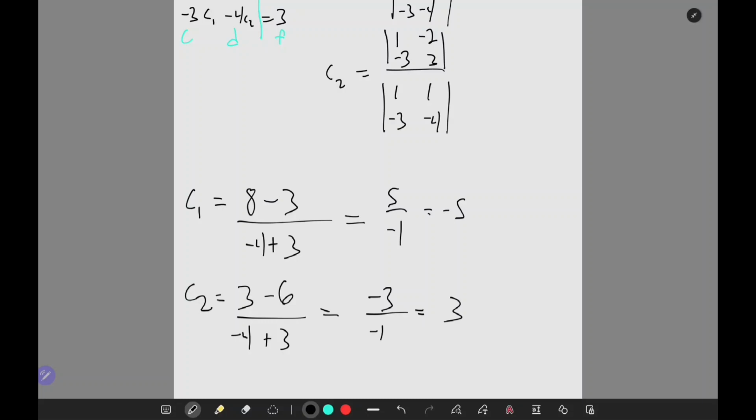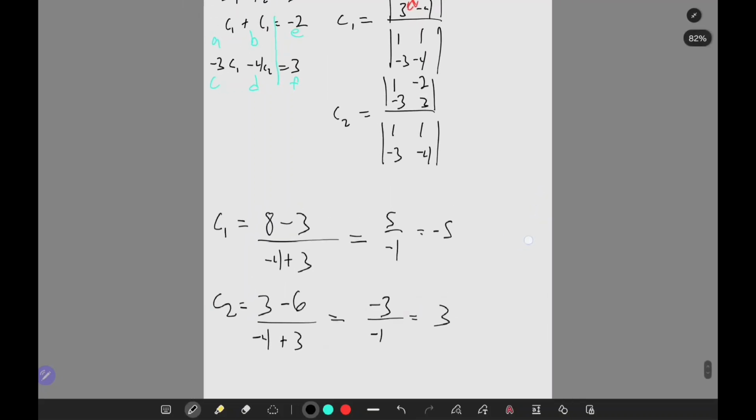I seem to have my signs backwards here, unless my professor did it wrong. Yeah, I think my professor might have done it wrong. Because in my notes here, the signs are backwards, but yeah, he must have done his determinants backwards, I think. Alright, anyways, now we have our C1 and C2.